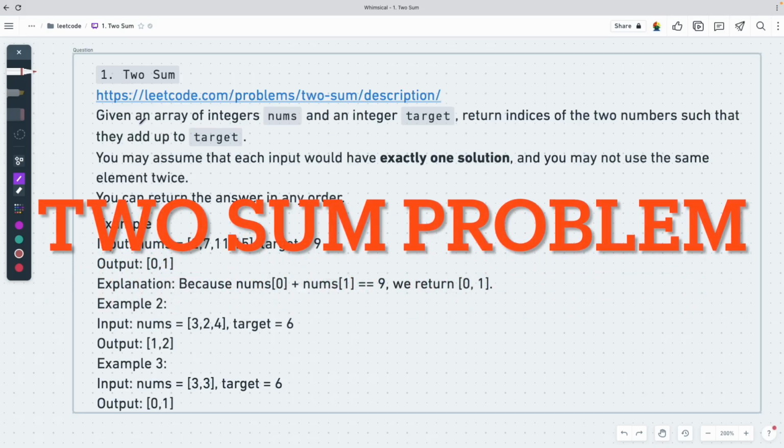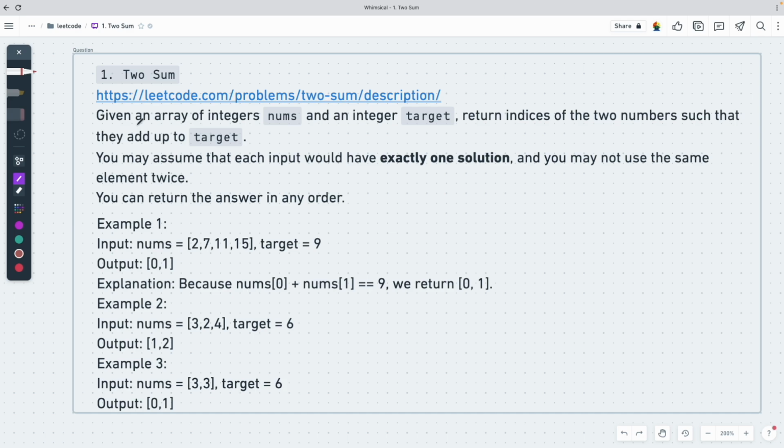Hi students, today we are going to tackle the two-sum problem. It's a classic coding challenge that often appears in interviews to test your problem solving skills. Stick around and you'll soon conquer the two-sum like a pro.